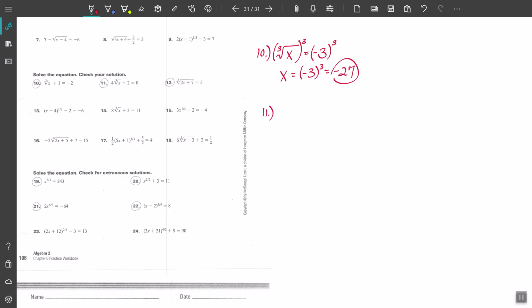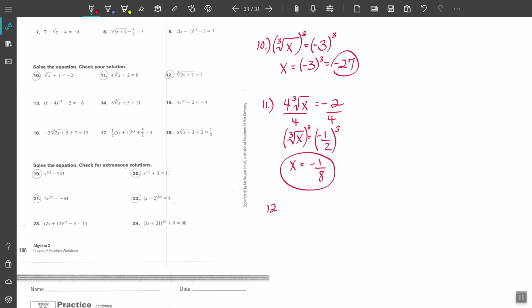Same idea here, except now that cubed root of x is not by itself at all. It is not isolated, so we've got to take care of that first. We're going to do that by subtracting the 2 from both sides first. And then after we've done that, we can go through and divide through by 4 on both sides. And then after that, match your exponent to the index on both sides. And you end up with x equals negative 1/8.